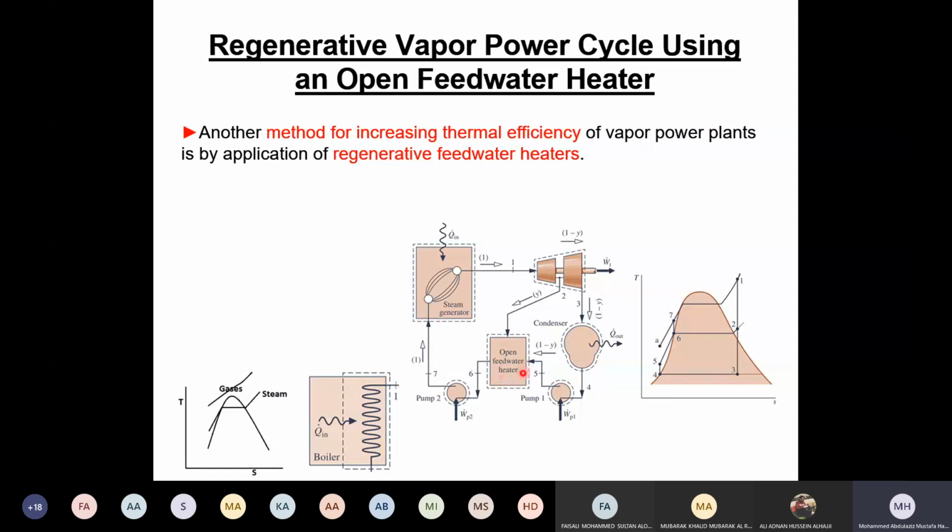Let me first explain feed water heater. What do you mean by feed water? Feed water is the food for the boiler. In Arabic, we say مياه التغذية. مياه التغذية means that the boiler eats; the food for the boiler is water.